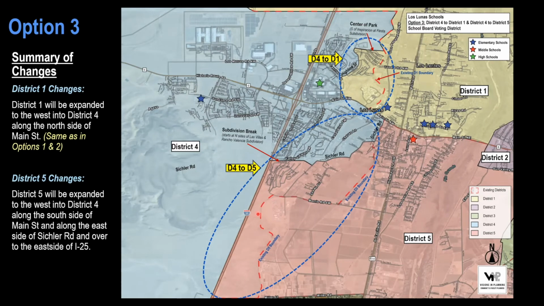This area, however, that changes from District 4 to District 5 is different. It does start down at the south, down here Miller Road. And it is also starting from east of I-25, and it will go up to, there's a subdivision break starting at the north sides of Las Villas and Rancho de Valencia subdivision, and it will continue over to Sickler Road and everything east of Sickler Road and connecting back up to the existing District 5 boundary. All of this area here will now become part of District 5.